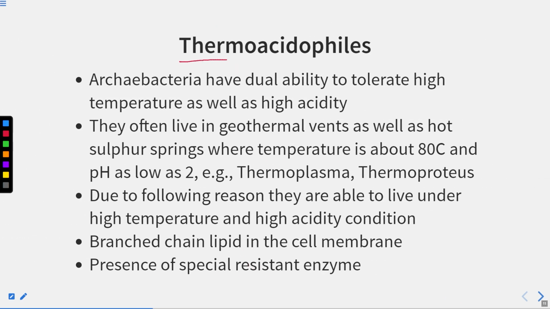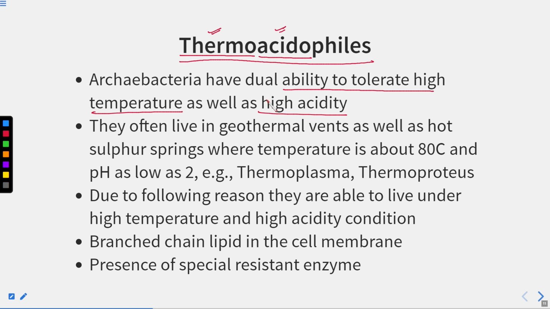Next is the thermoacidophiles. Archaebacteria have a dual ability to tolerate high temperature as well as high acidity. So that is why they have "thermo", and they are also called acidophiles. "Philes" means the type of organism that can be present in a high temperature environment as well as a high acidity environment. So that is called a thermoacidophile.